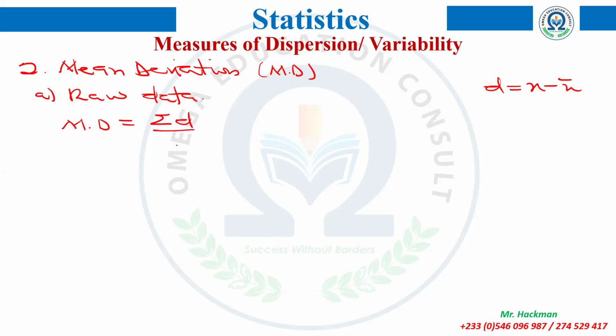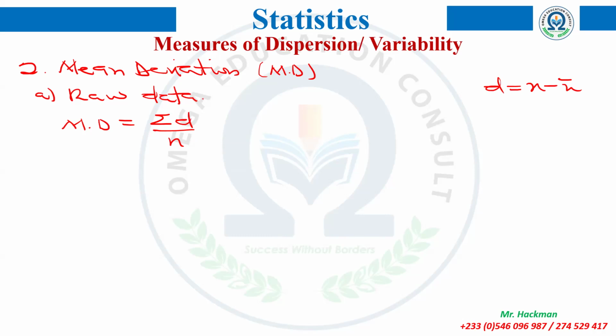Then you divide by what? The number of deviations that you have, and that will give you N. It will be the same as your number of observations. Is my point well made? We are not done with the formula.